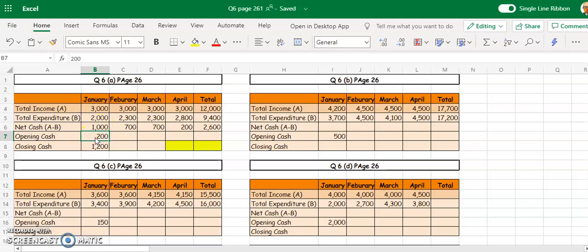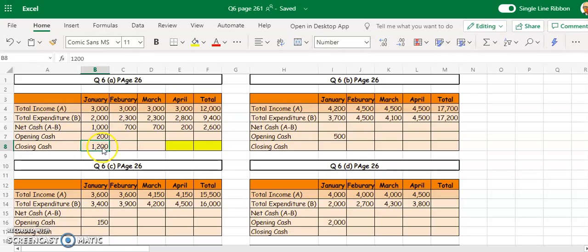Your opening cash will usually be given to you in the question, and your opening cash is how much money we're starting January with. So in January, our opening cash is 2,000. So we got our net cash in our bank of 1,000 at the end of January. We started with 2,000. So at the end of the month, our closing cash is going to be 1,000 plus 2,000. It's going to give you 3,000.